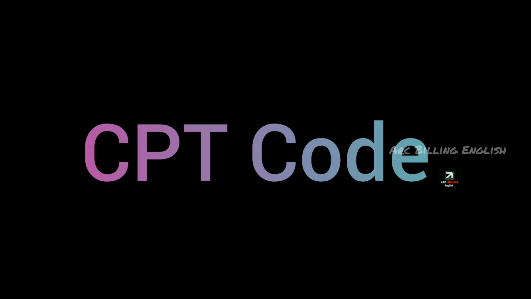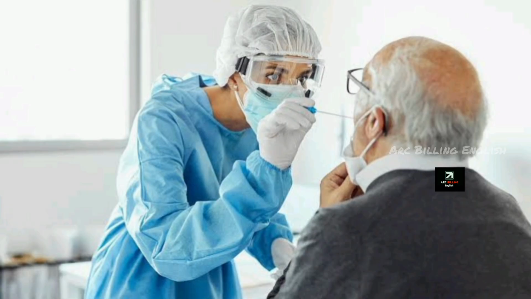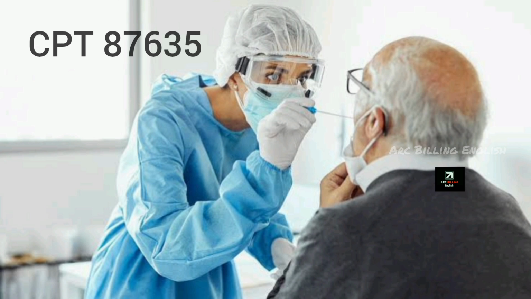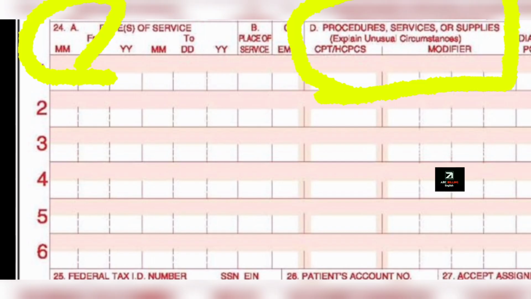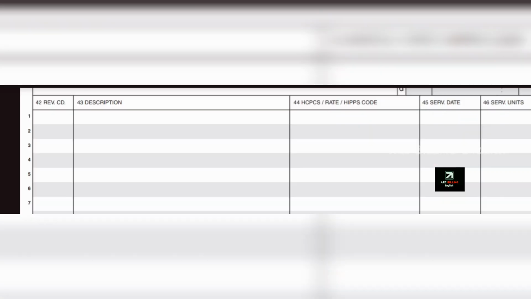Example, if a patient was taking a coronavirus test by the doctor, then the service was billed in the claim form as CPT code 87635. The CPT code 87635 represents coronavirus test. That's why it was billed in the claim form. In CMS 1500 claim form, in box number 24D, we will bill the CPT code. And in UB04 claim form, CPT codes will be billed in box number 44. That's it about CPT codes. Now let's move on to the next topic.